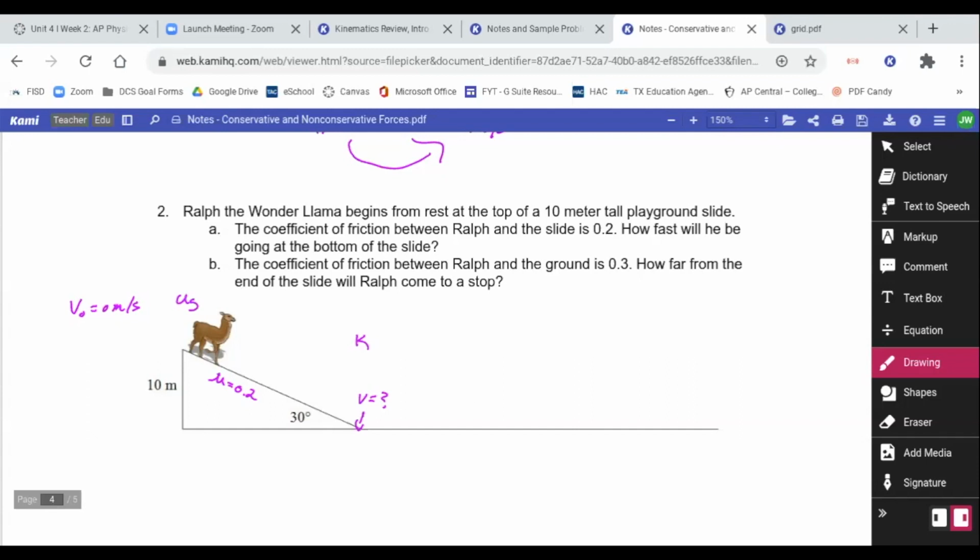Now, work is also force times displacement. The forces involved here: there's a component of gravity pulling me down, and there's friction resisting that. Those are my forces. And then I've got a displacement. So I need to figure out what my forces are and what my displacement is, and then we can solve this, right? Awesome. Let's do it that way.